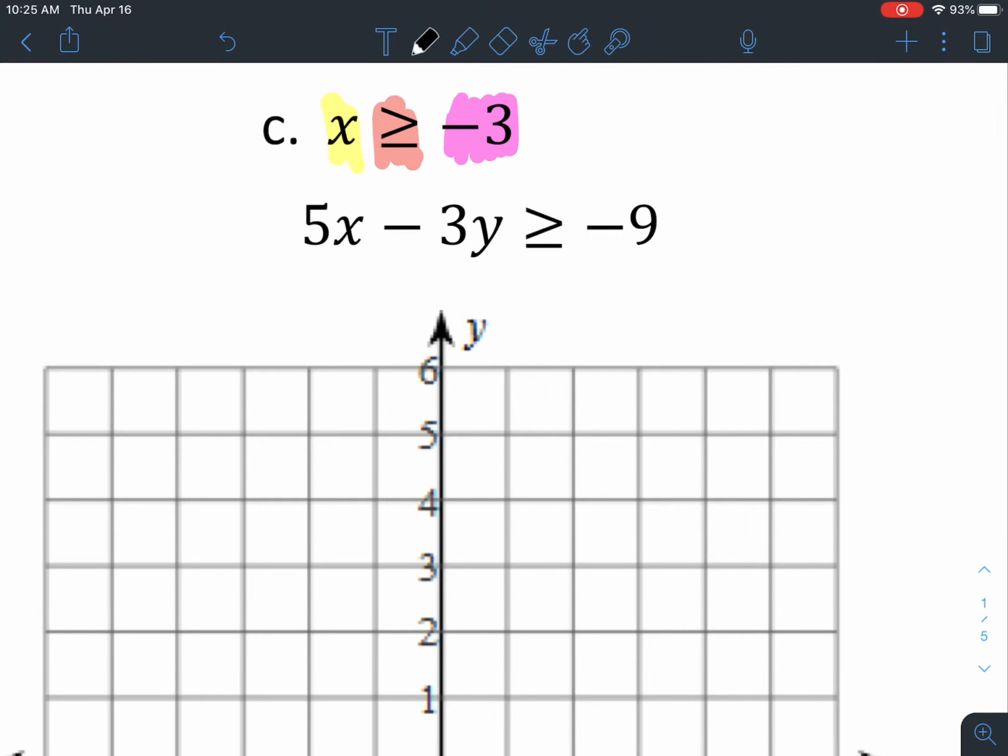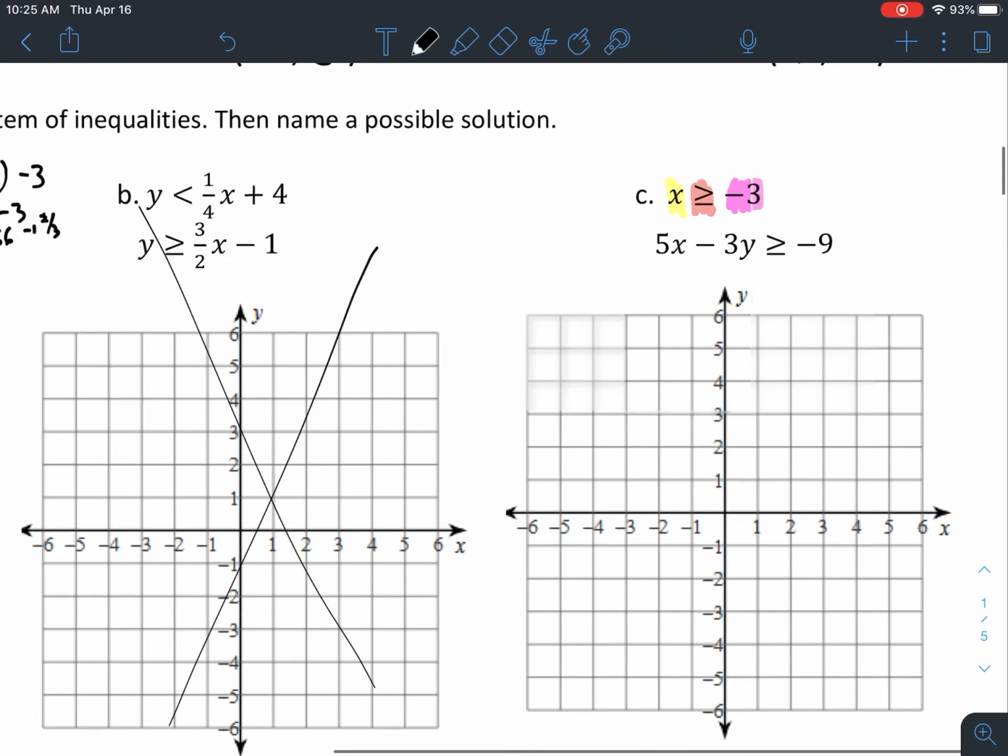So x is greater than or equal to negative 3. There is no y, so we just look at the x part. We see negative 3. We make a dot there. And what that means is this is going to be a solid line because of this symbol here. And it's just going to be a vertical line just like that. That's it for that part there.